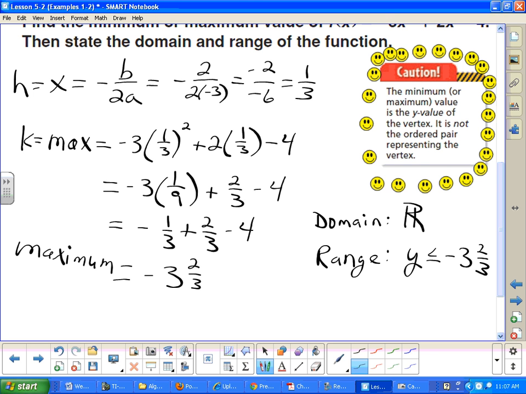Well, there can't be a minimum here because the graph looks like that, so it only has a maximum. Okay? If it opens up, then it has a minimum. Okay?